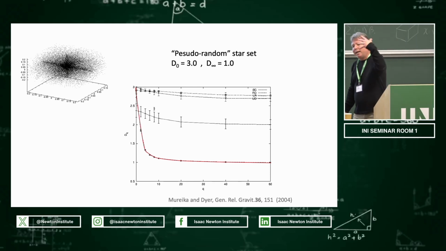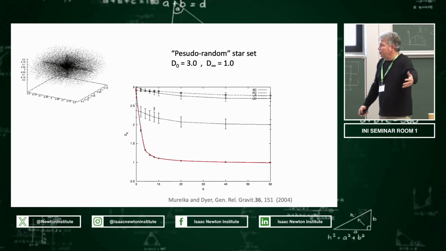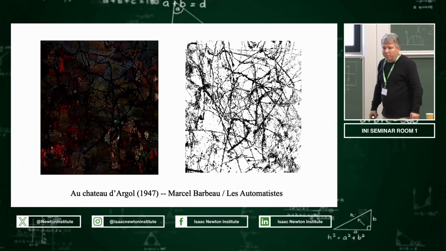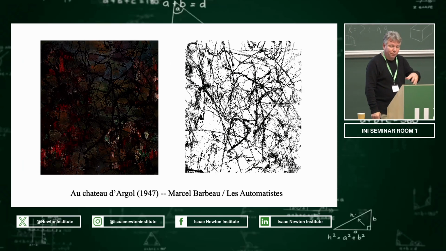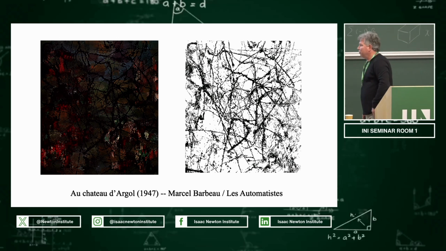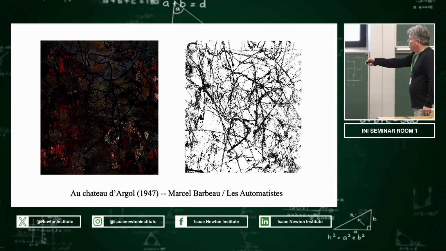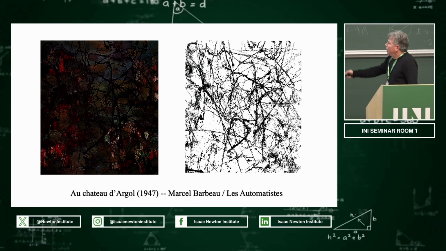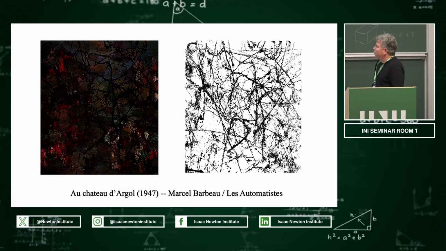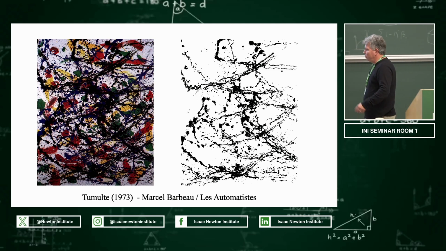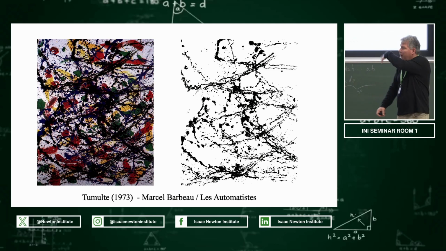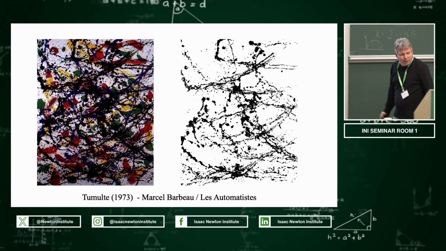So we analyzed the multifractal structure of Pollock's paintings. We analyzed the multifractal structure of other artists as well. As was mentioned before, it's a Quebec group called Les Automatistes. So this is Au Château d'Argonne by Marcel Barbeau. And again, here's the filter of the black paint. Tunut by Marcel Barbeau, another one. We filtered out the black paint.